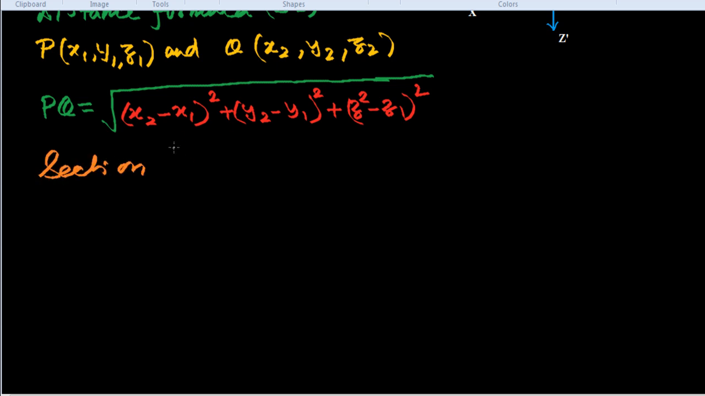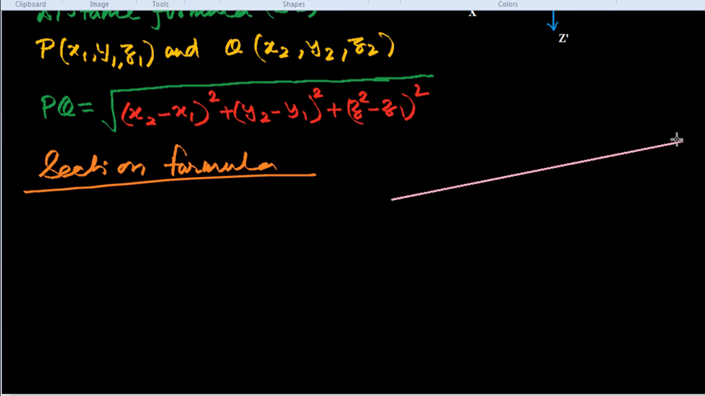It is the previous one, we are just adding z coordinates there, so we will get another formula, the section formula. In the section formula, if we have a line in space like this, this is our P point, this is our Q point, and this is our R point, which divides this PQ in m:n ratio.